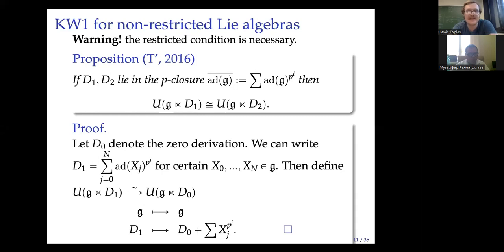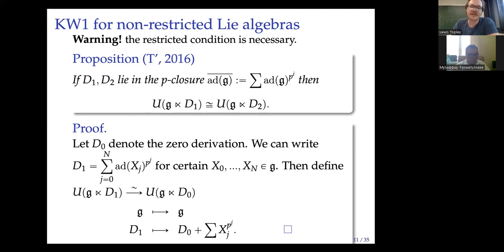In characteristic p, there are obviously counterexamples in the non-restricted case. In the restricted case, you certainly can't obtain counterexamples using this statement here because the p-closure of ad G is just ad G. And if you take two inner derivations and you form these semi-direct products, then it's just a split central extension of G. So you really don't learn anything new there. It's quite interesting that this method finds obstructions precisely at the restricted case.